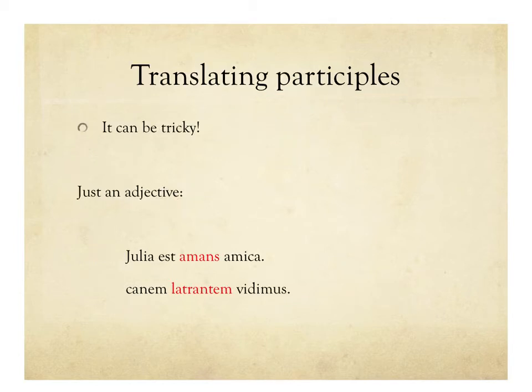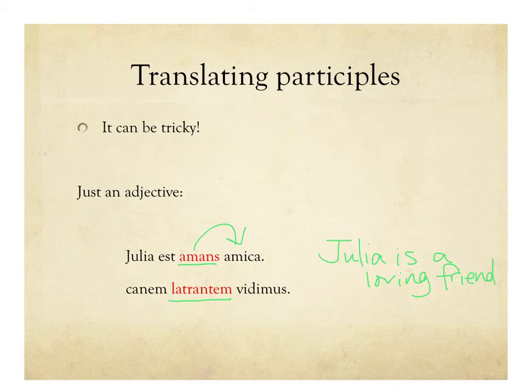So translating participles is really the part where participles get tricky. Forming them, as you can see, is really super easy. Now, the easiest kind of participle is when it's just an adjective. And here you can see I have a couple of examples. Here, Julia est amans amica, right? Julia is a loving friend, with amans modifying amica. So amica is nominative, singular, feminine, and so amans is also nominative, singular, feminine.